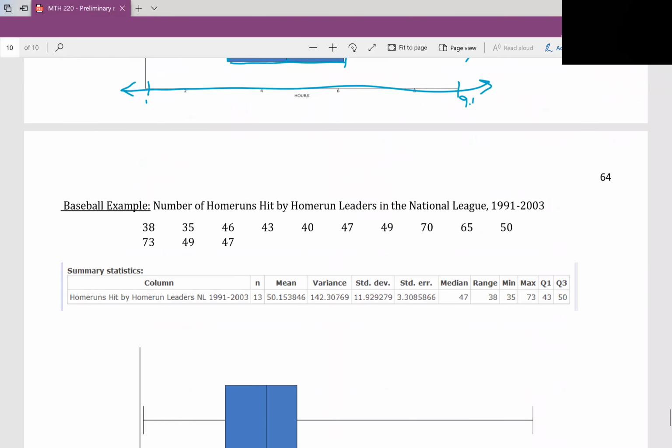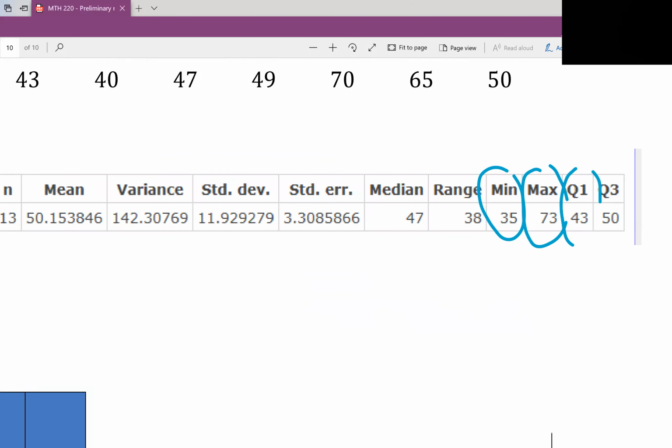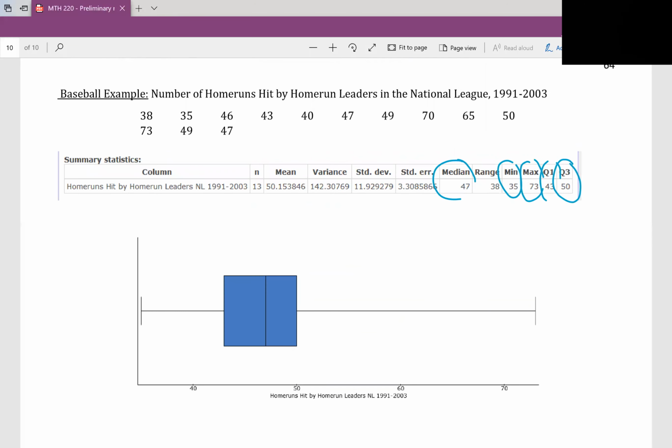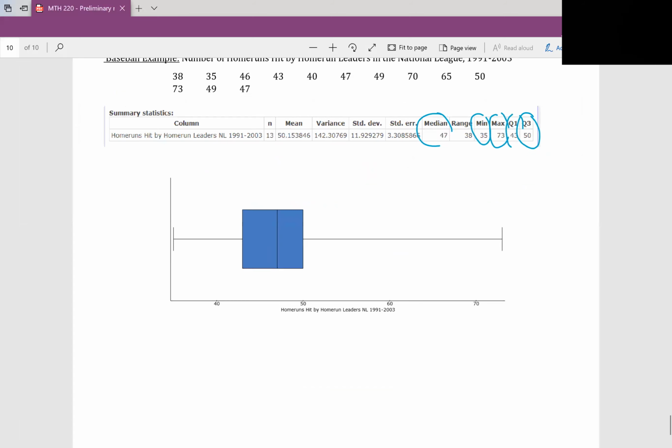All right, so here we have our data from StatCrunch. So what I'm going to need for my 5-number summary is my minimum, my maximum, Q1, Q2, and Q3. So my number line, I'm going to come down here and just draw it fresh. My number line needs to go from my minimum of 35 to my maximum of 73, okay?